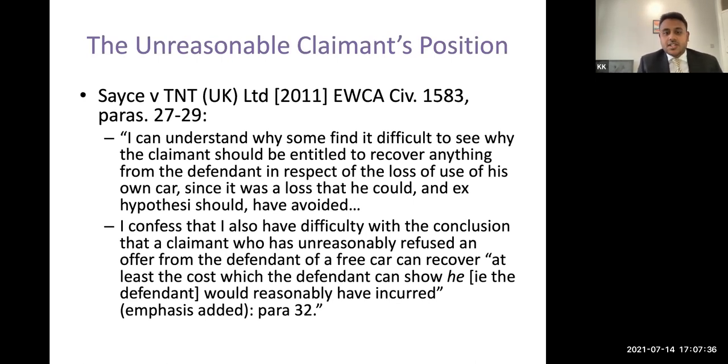As it is, the position nevertheless remains that even where a defendant insurer can show that the claimant acted unreasonably, it will be the intervention rate that applies instead of the other rates. And to some degree, that makes a lot of sense, because the claimant has still suffered a loss. He has been, or she will be, without their vehicle for some time. And that appears to be the logic behind ensuring that the claimant still recovers something in order to explain their loss of use of their vehicle during that time.